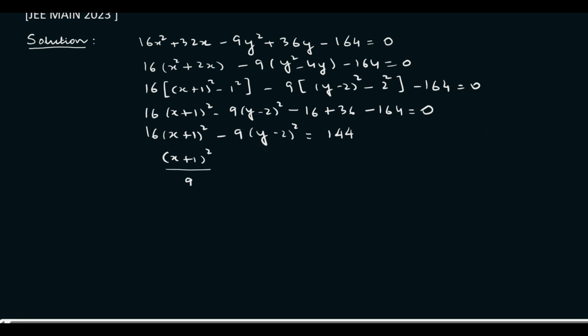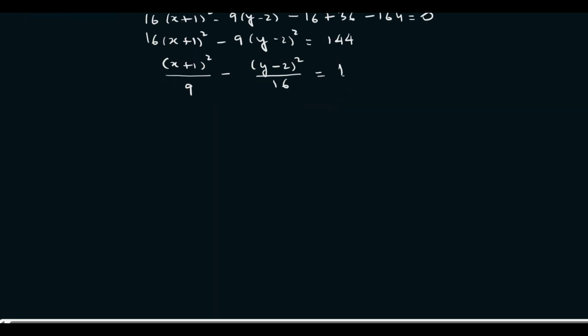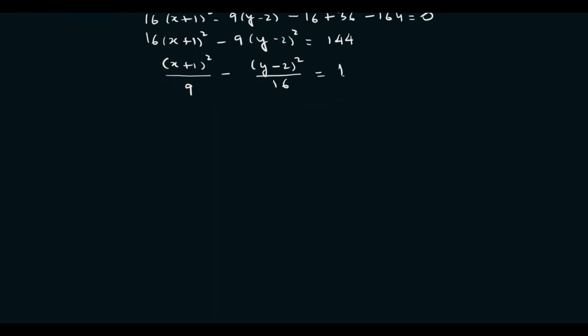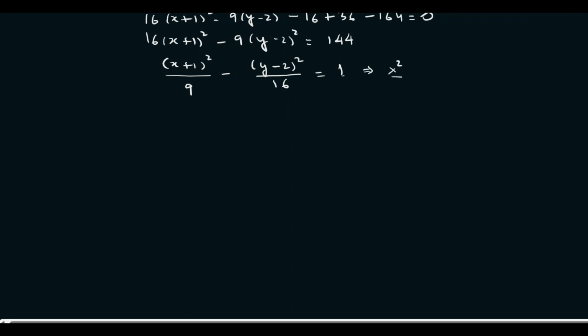Dividing by 144, you get (x plus 1) whole square by 9 minus (y minus 2) whole square by 16 equals 1. So this is the equation in standard form. Now you can replace x plus 1 by capital X and y minus 2 by capital Y to bring it in exactly the form that we know. Now you can read the values of a and b as 3 and 4 and get the eccentricity also. Now we should recall the general point on the hyperbola.